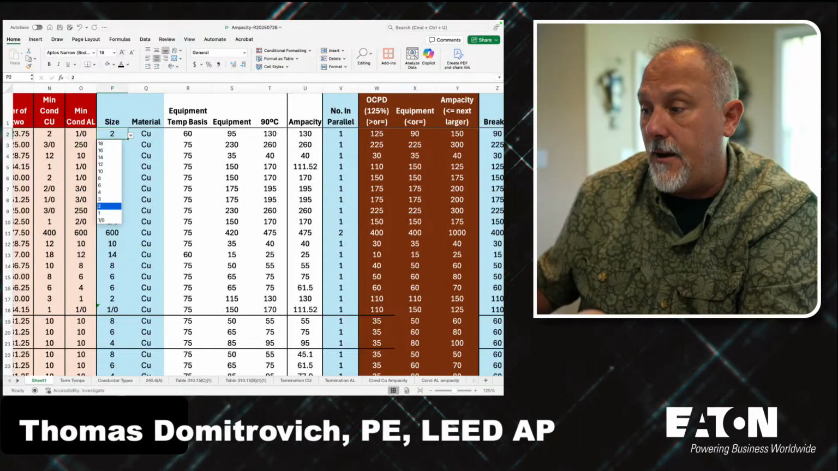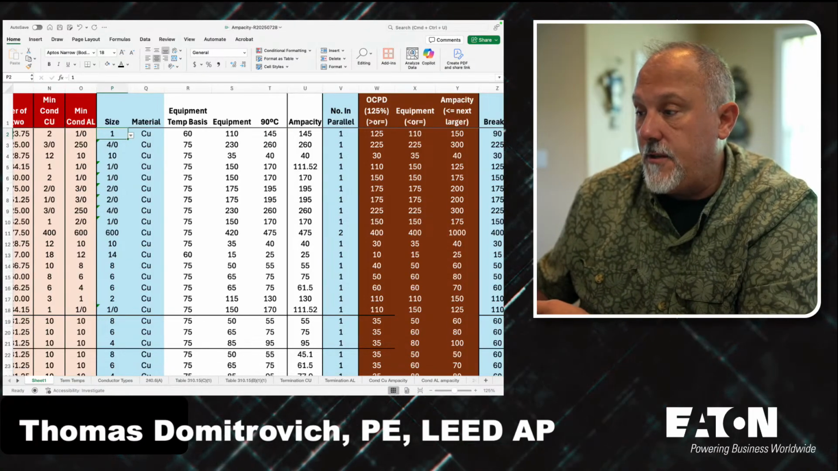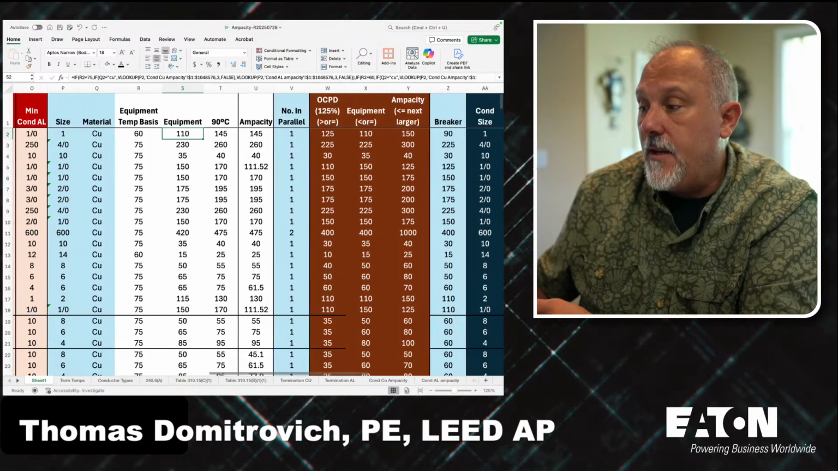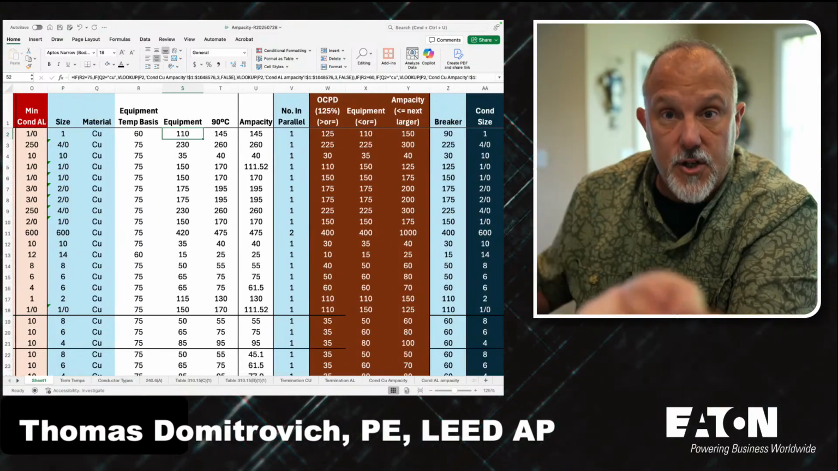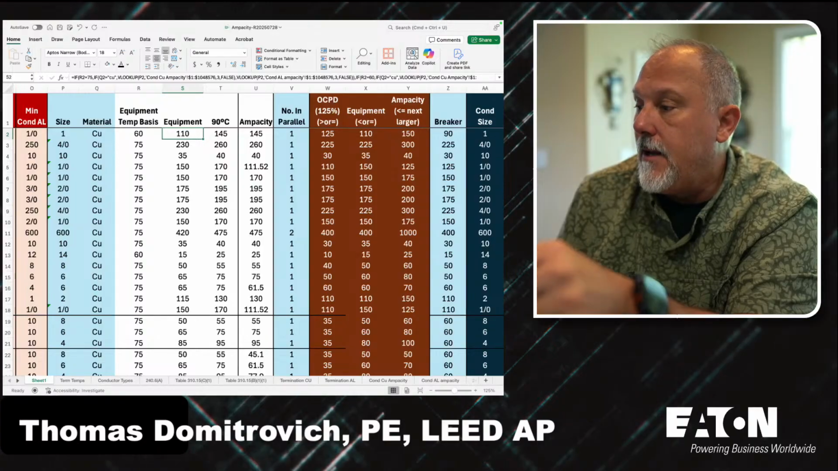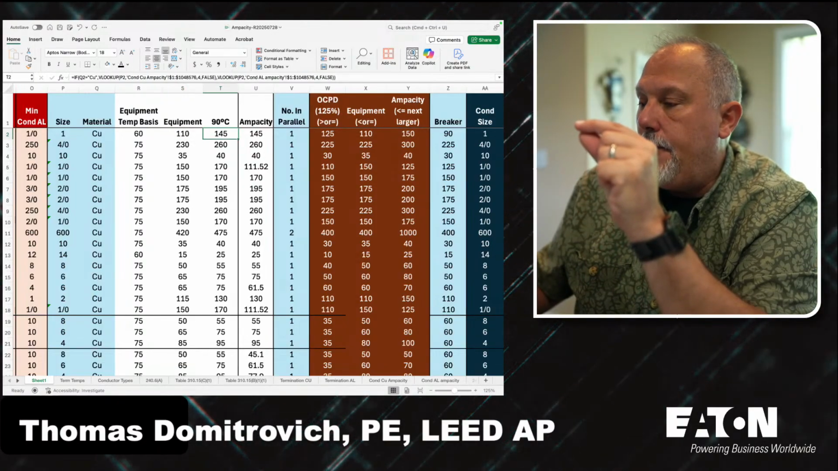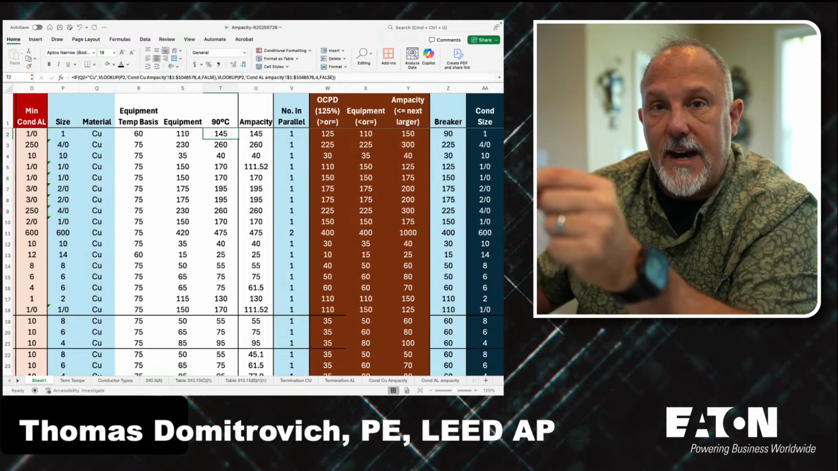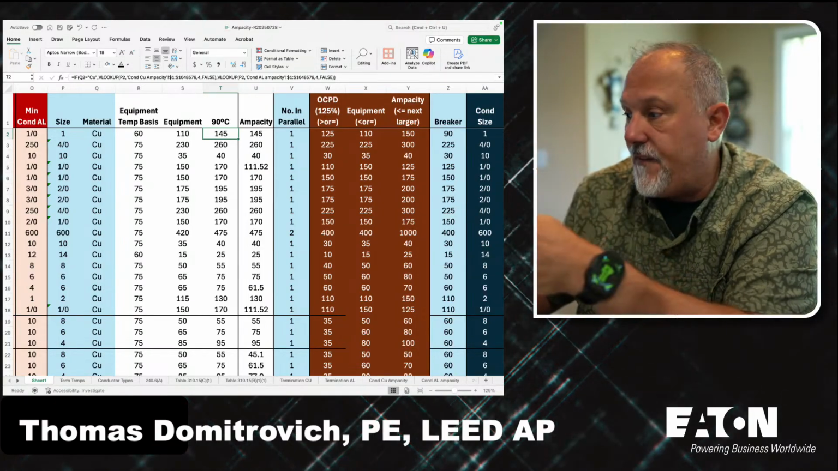I'm going to go to the next higher. I'm going to go to a 1 gauge. So now my equipment protection goes up to 110, so I can put a 110 amp breaker. My ampacity is 145, so that means I can go to 150.